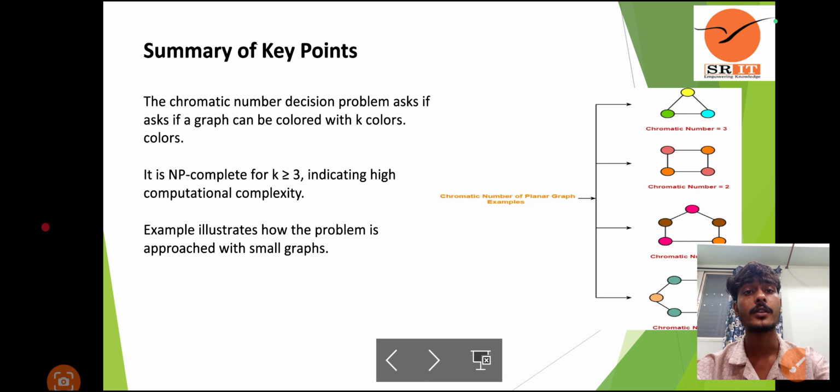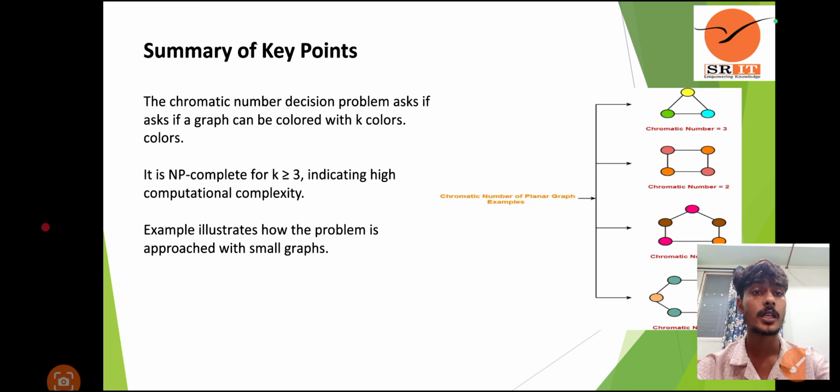Summary of the key points. The chromatic number decision problem asks if a graph can be colored with k colors. It is NP complete for k greater than or equal to 3, indicating high computational complexity. The example illustrates how the problem is approached with small graphs.